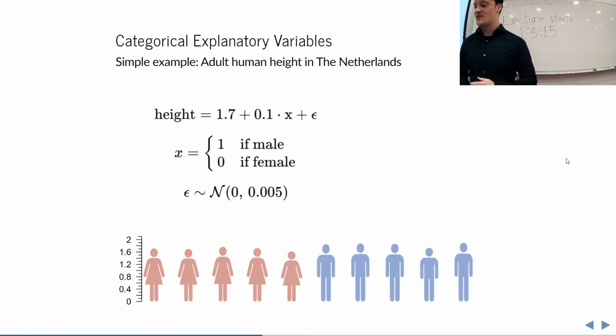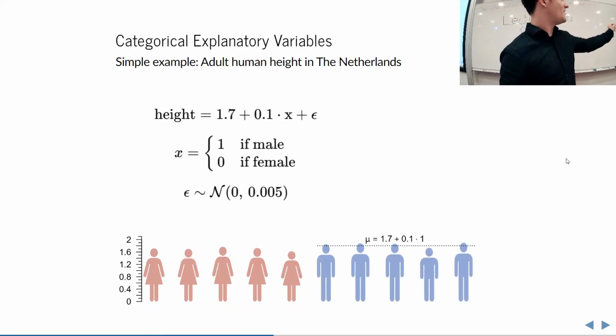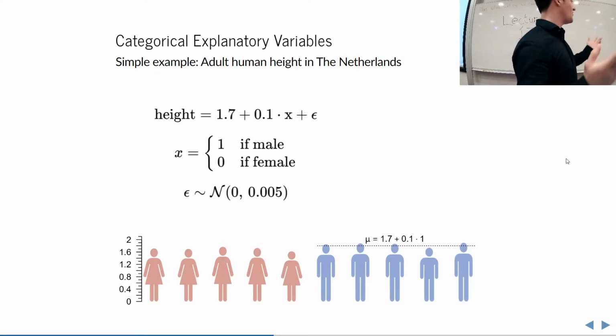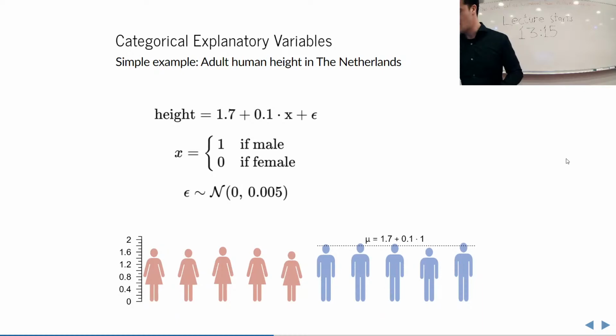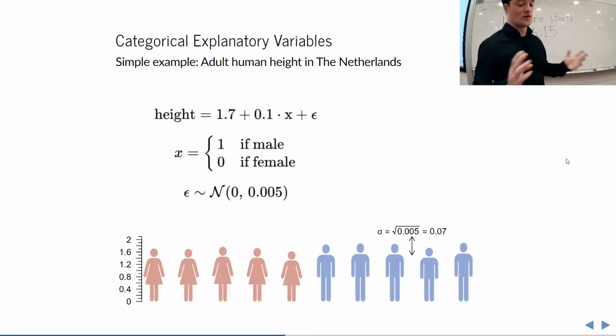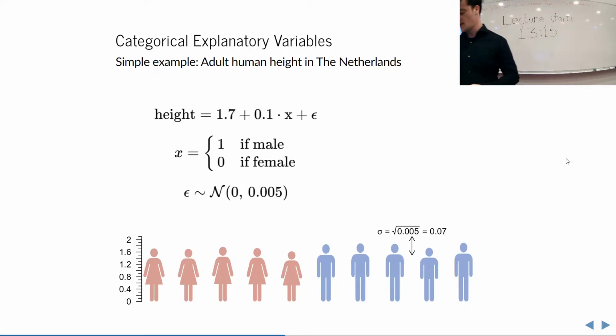Okay, then what does it say for the men? Very simple. It says the mean is 1.7, and this time we add the slope because if you're male, x is equal to 1. So we just add 0.1. Variance, nothing changed. So it's still this variance of 0.05, meaning that we expect men, according to this model, to be within 14 centimeters of 1.8 meters. We don't expect all men to be there, but around 95% should be within those bounds. So still a linear model.